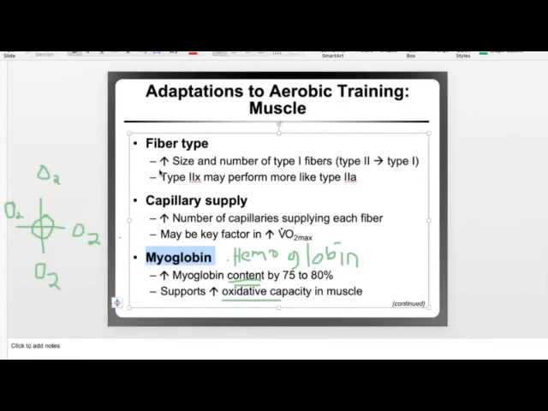So there's going to be increased hemoglobin. There's going to be an increase in the size and the number of type 1 muscle fibers. Type 1 is your slow twitch or endurance muscle fiber types.